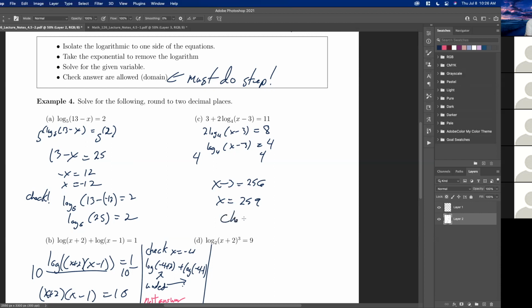And here, even if you don't do a full check, let's do a quick check. A quick check would be: here is 259. Plug that in, minus 3. That's still positive, right?